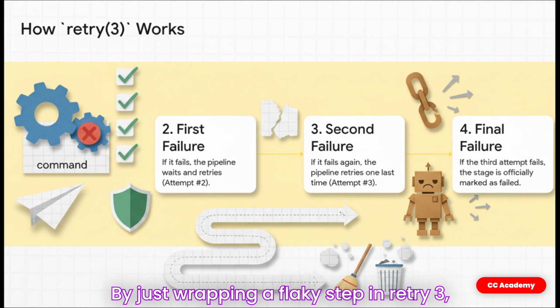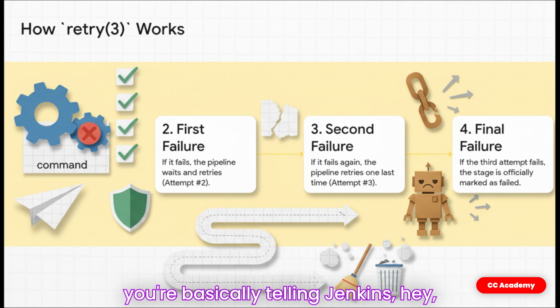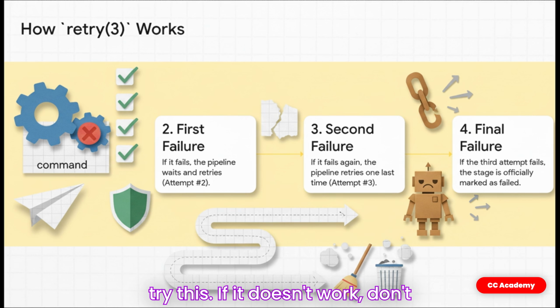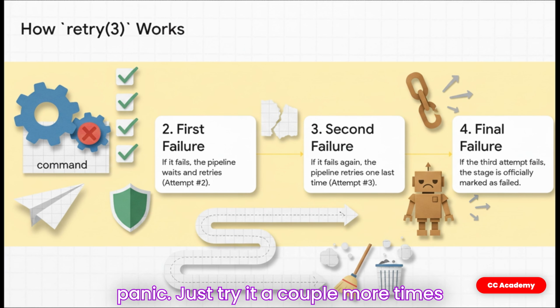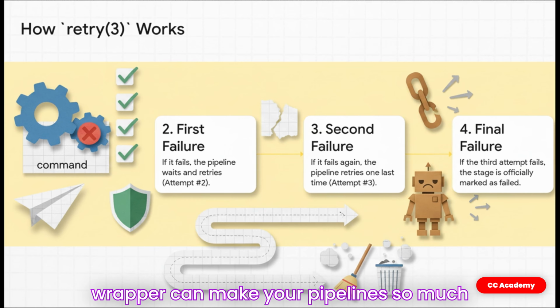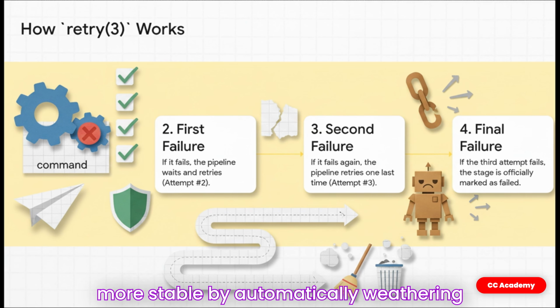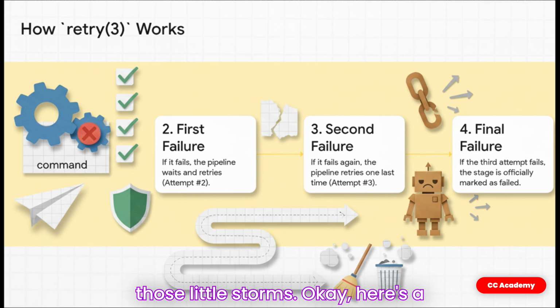By just wrapping a flaky step in retry 3, you're basically telling Jenkins, hey, try this. If it doesn't work, don't panic. Just try it a couple more times before you give up. This one simple wrapper can make your pipelines so much more stable by automatically weathering those little storms.